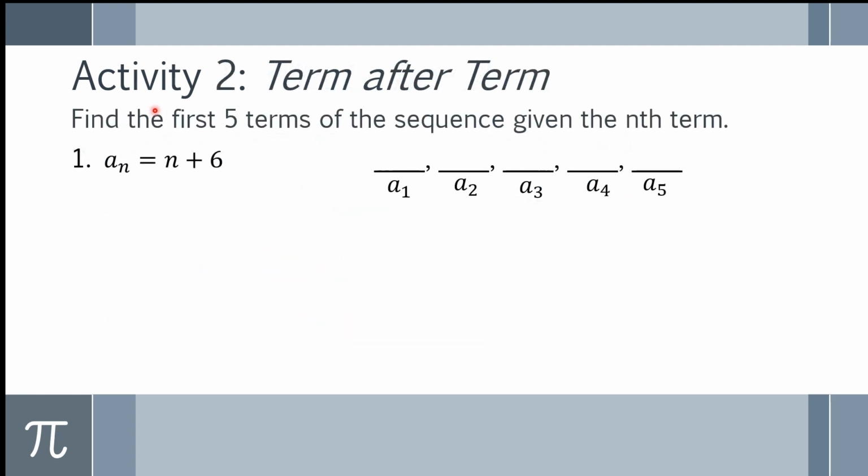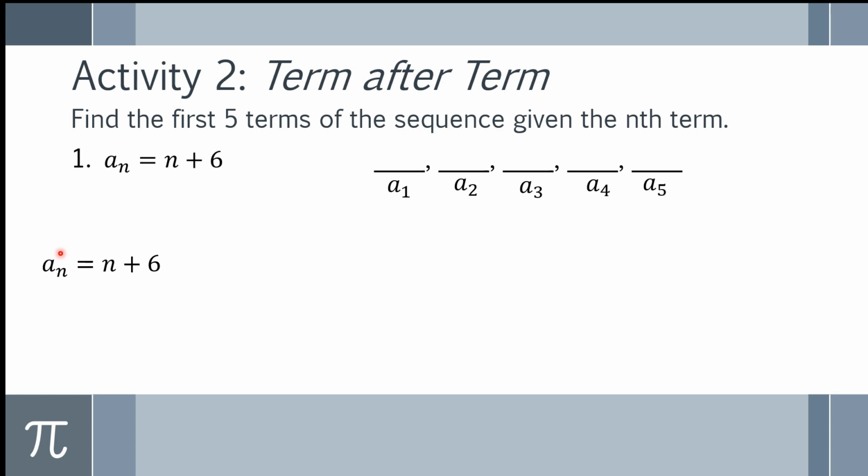Now let's do activity 2, term after term. So we need to find the first 5 terms of the sequence given the nth term or the rule. So for number 1, we have a sub n equals n plus 6. So we need to find a sub 1, a sub 2, a sub 3, a sub 4, and a sub 5. So to do this, we just simply substitute the value of our n by 1, 2, 3, 4, 5.